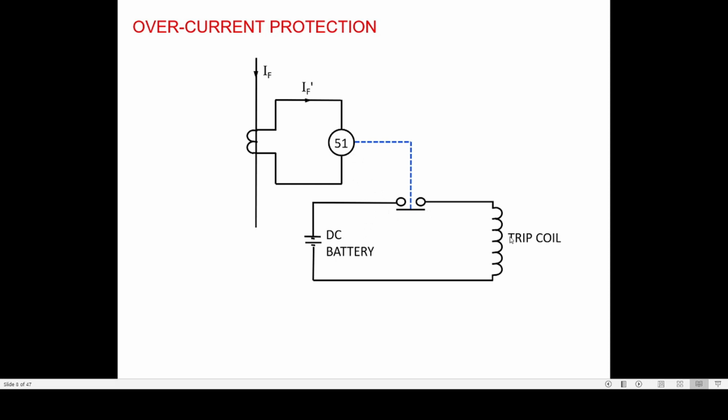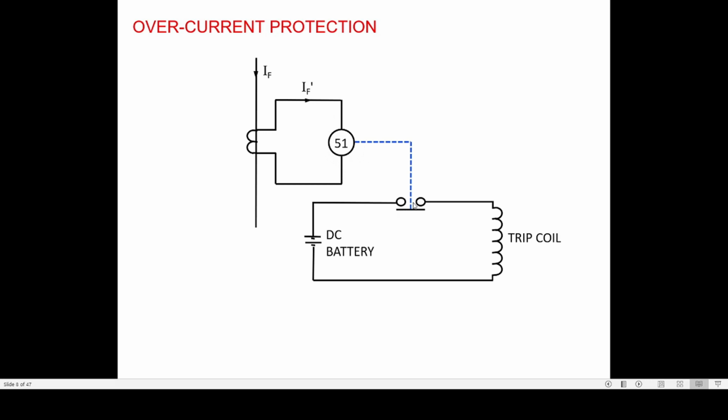tripping coils of circuit breakers, and this output contact is fed through a DC battery voltage of 220 volt or 110 volt, depending upon the systems of various utilities. Now, what happens in case, suppose there is a fault and this CT measures this fault current on the primary side, and IF dash is the current measured on the secondary side by the CT, and if this current is more than the settings of the relay 51, then this relay will operate.